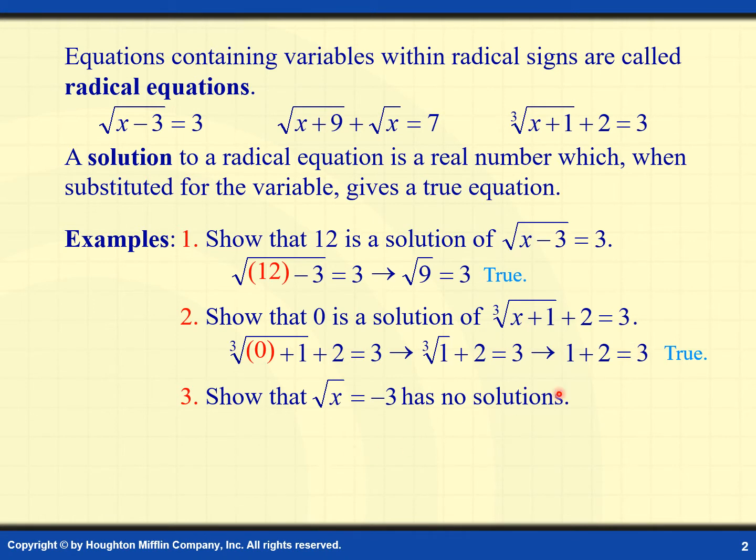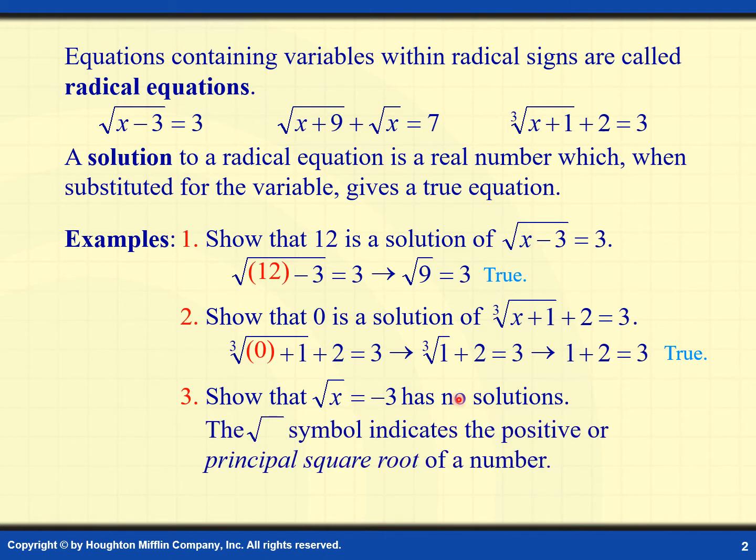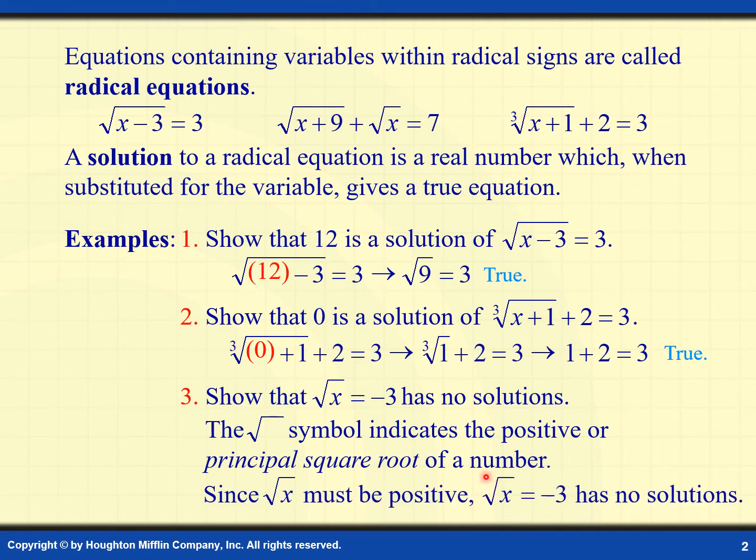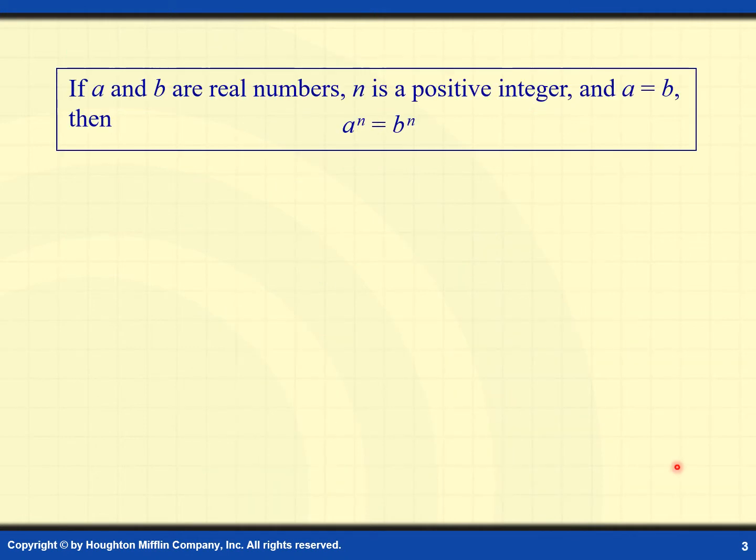Number 3, show that square root of x is equal to negative 3 has no solutions. Why? Always remember, the radical symbol indicates the positive or the principal square root of a number. So, since square root of x must be positive, square root of x is equal to negative 3 has no solution. So, it has no solution.